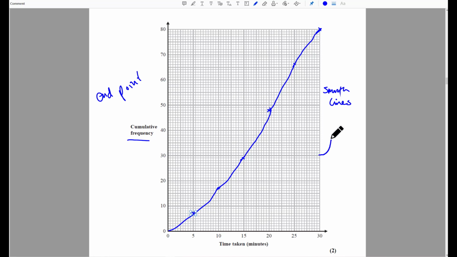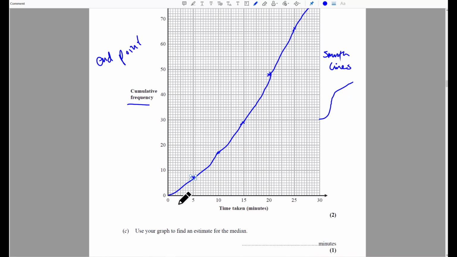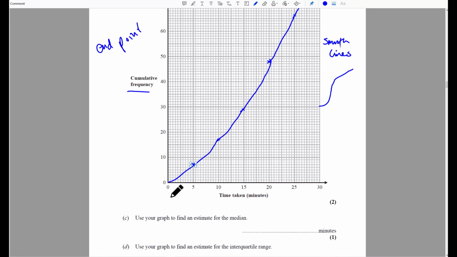Most cumulative frequency graphs will all look like that, so this looks fairly straightish, but do use smooth curves. And that's an easy 2 marks. It should start from 0 as well, because it goes from 0 to 5. If it started from 5, then you start at 5 and don't join it to 0.